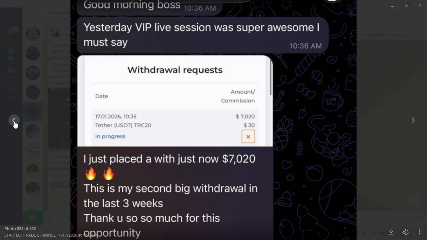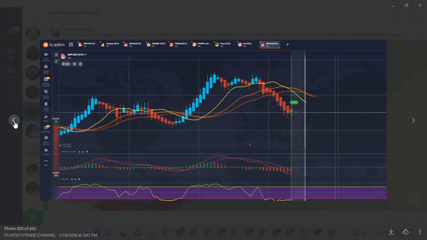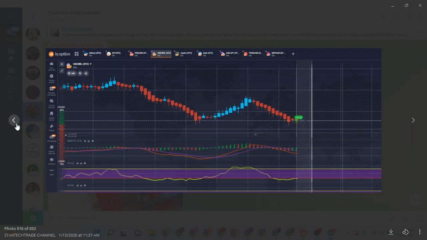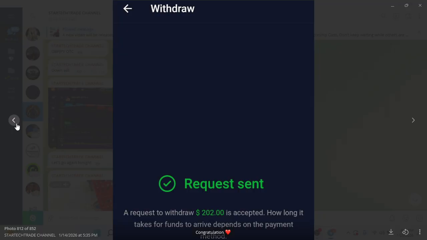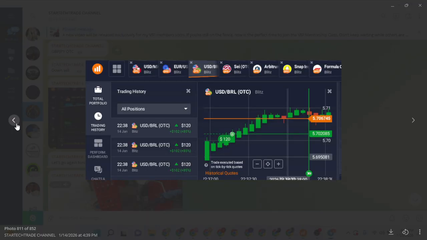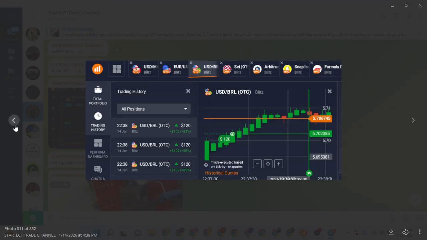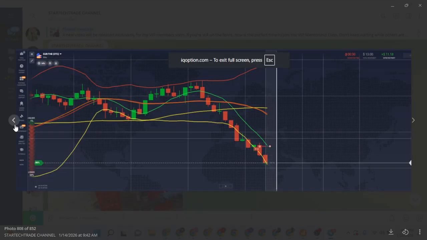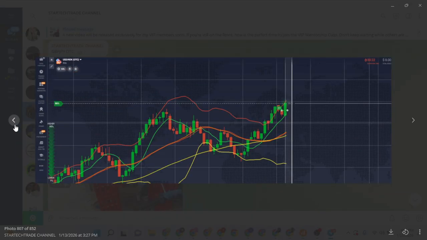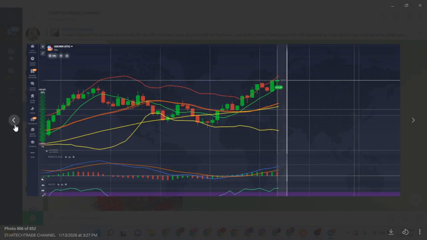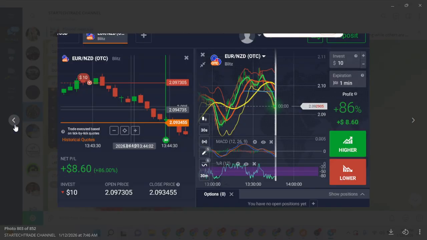You can see all the profit being made right there. Withdraw $202. You can see all the profit every day. So much profit.